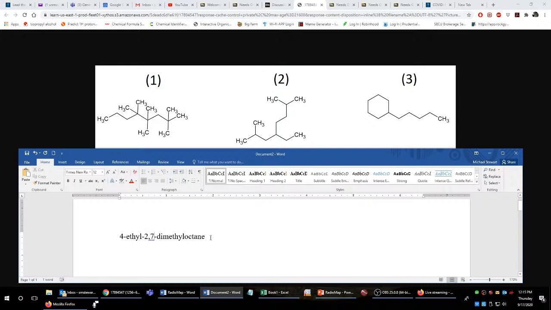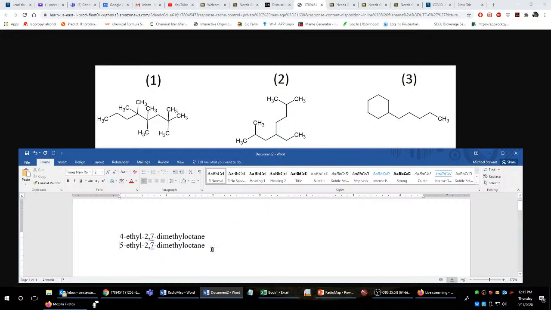And if we reverse the numbering, if we start on the other side, it would be 5,2,7 dimethyl octane. The reason we know that this is the correct numbering sequence is that the first point of difference is 4 and 5. It's lower if we start with the carbon being the first one on the left.